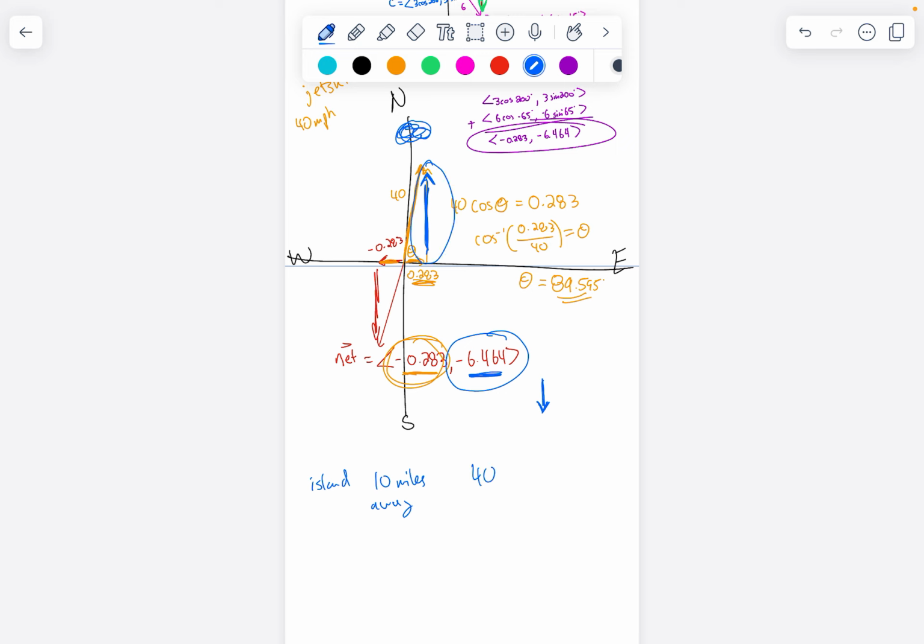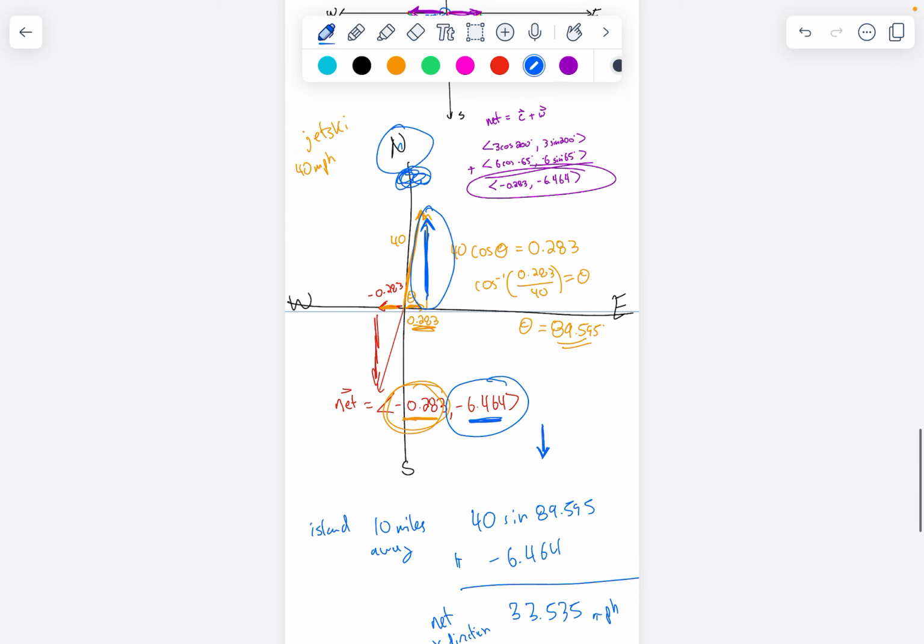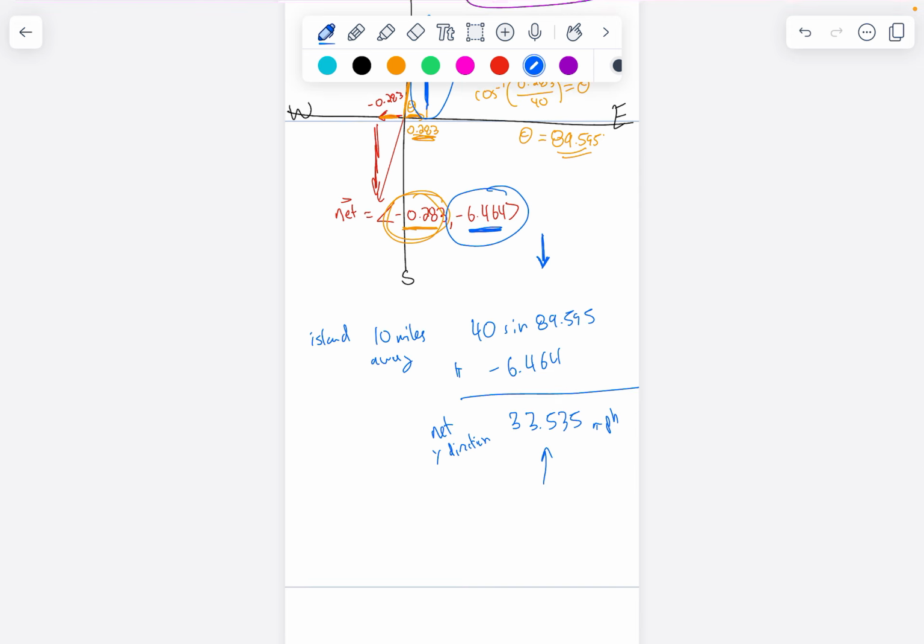Well, that is just 40 sine of 89.595. We want to combine it with negative 6.464, and what we'll get is the net force in the y direction, which can either be north or south, but it's going to be north. So we get 40 sine 89.595. We subtract 6.464. Voila, we get net force in the y direction of 33.535 miles per hour. North is our positive y. This is a positive value, so this is how fast we are going straight north.